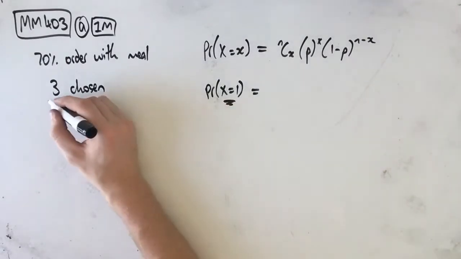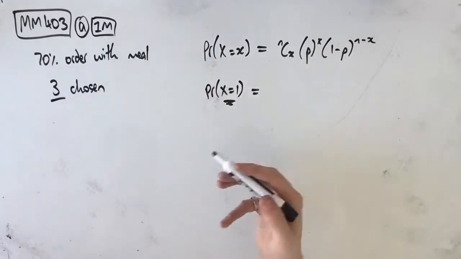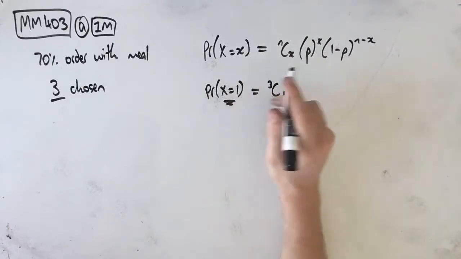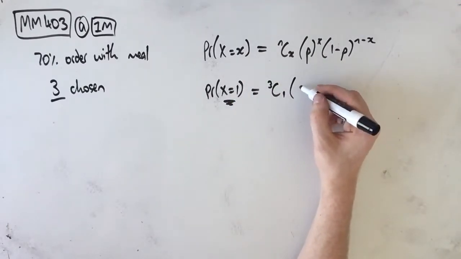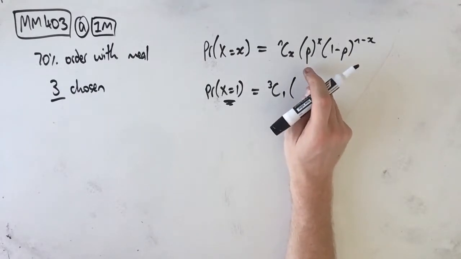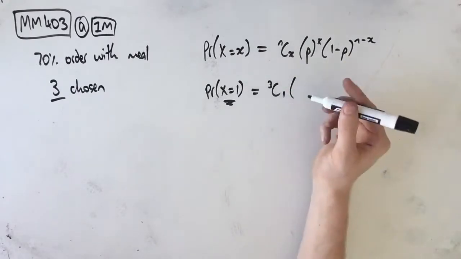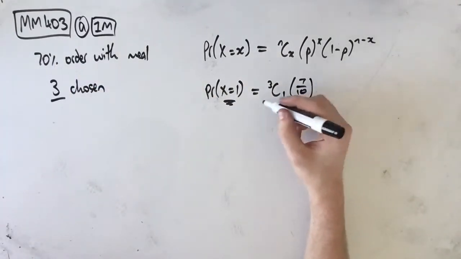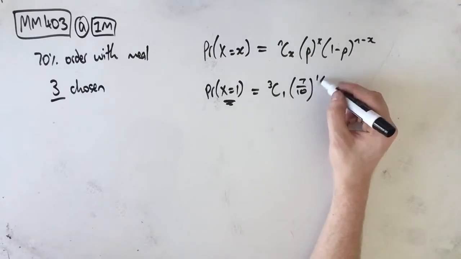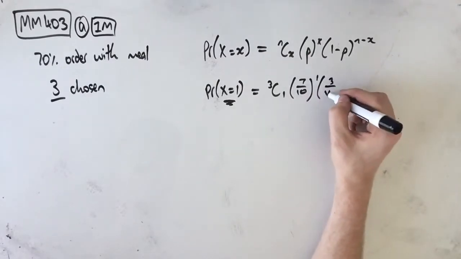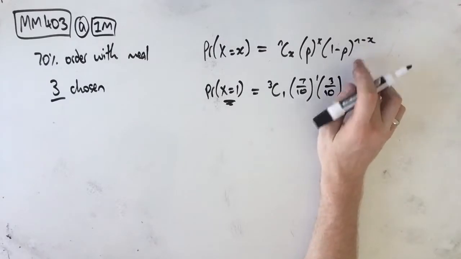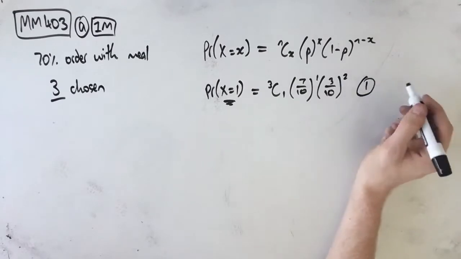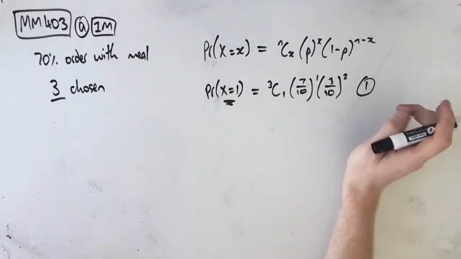So our n value is 3, because that's the amount of people that we've taken. That's the sample space. So 3C1, because our x value is 1, times p, which is our probability of success, or our probability that this person orders a drink. So 7 over 10, because that's our 70%, to the power of x, which in this case is 1, and then times 1 minus p, which is 3 on 10, to the power of n minus x, which is 3 minus 1, which is 2. So this is our first mark out of a 2-mark question.